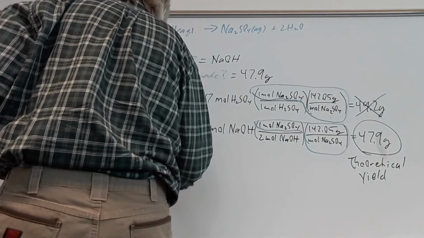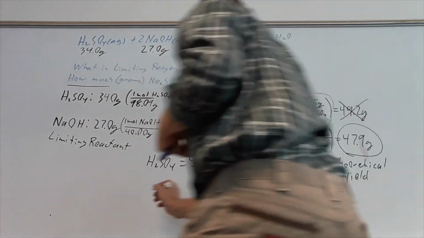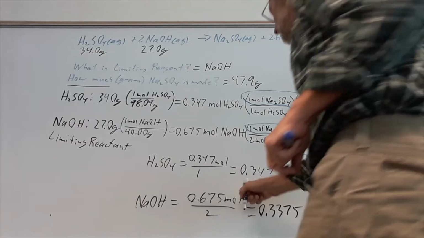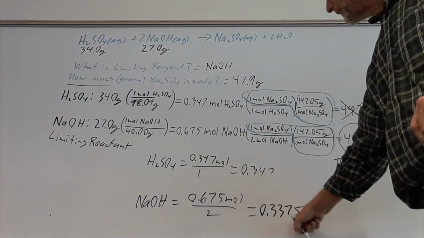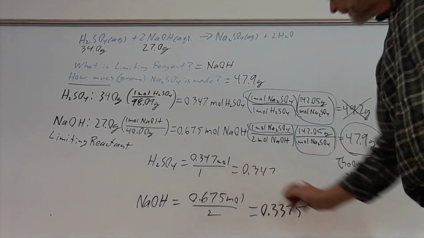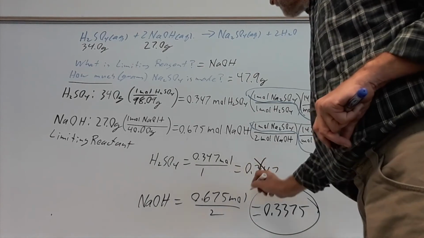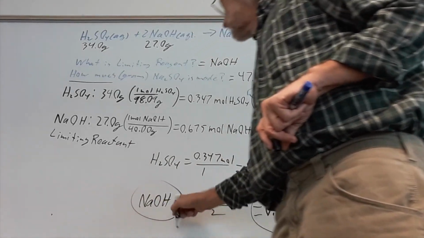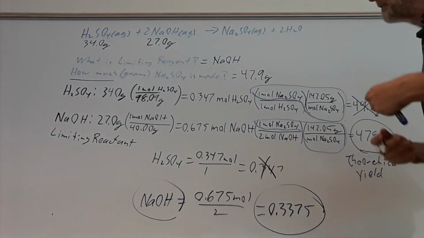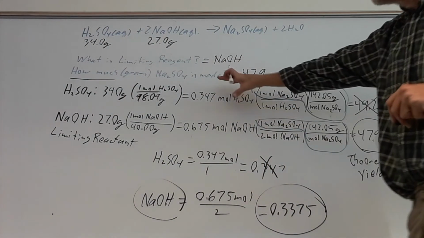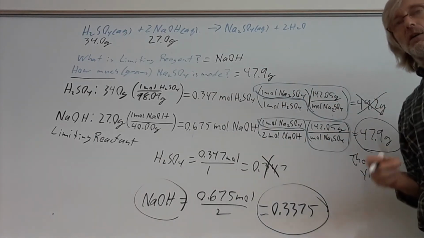So for sulfuric acid, moles divided by the coefficient from the balanced equation. And for sodium hydroxide, moles divided by the coefficient. And now, I like to call these reaction moles. Now the sodium hydroxide is a smaller value here. Sulfuric acid is larger. So the sodium hydroxide is our limiting reactant. So if we're just trying to answer the question of what is the limiting reactant, moles divided by coefficient, the smaller value of that will be our limiting reactant.